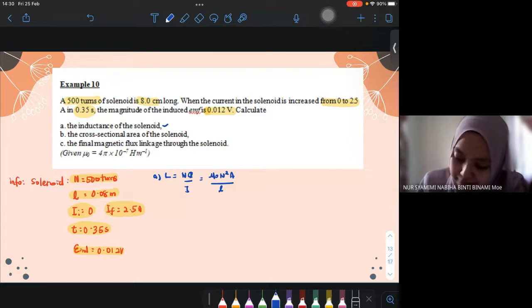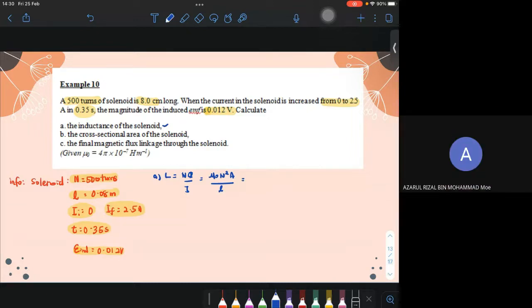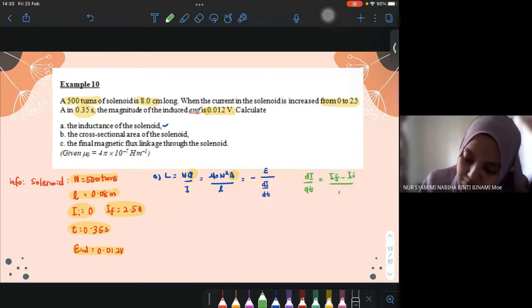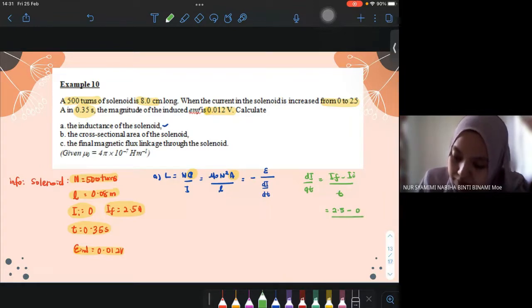L equals to negative EMF over dI over dt. Yes, very good. L equals to negative EMF over dI over dt, because in this equation we don't know the flux, in this equation we don't know the area, and in this equation we know the EMF induced and dI over dt. Okay, so we can find dI over dt first. dI over dt ialah I final minus I initial divided by time. So saya belum kira, tolong saya kira. I final ialah 2.5, I initial ialah 0, and t is 0.35. So berapakah nilai yang kita dapat?